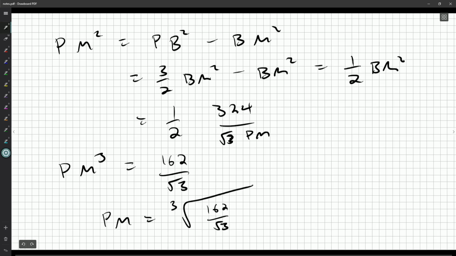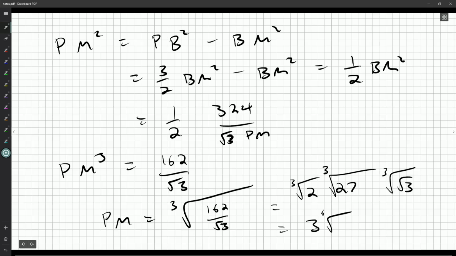What can we do to make this nice? So that's going to be cube root of 2, cube root of 27, and then 3 over root 3. So cube root of square root of 3. So it should be 3 times the 6th root of 3 times the cube root of 2 if everything has worked out nicely. And that seems like a nice answer, so I guess we could work it out then.